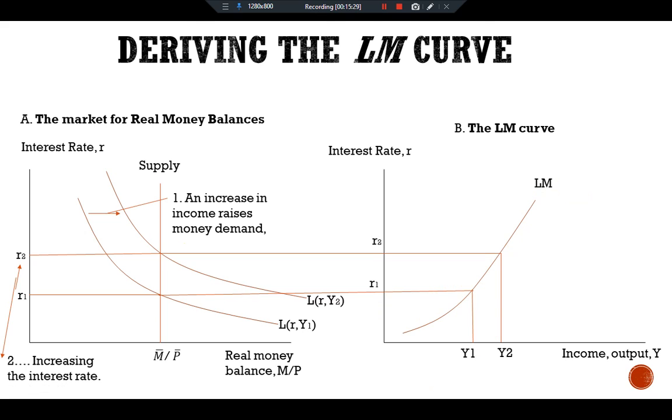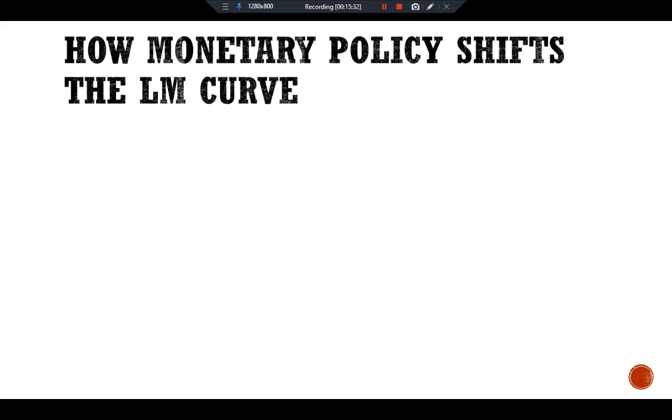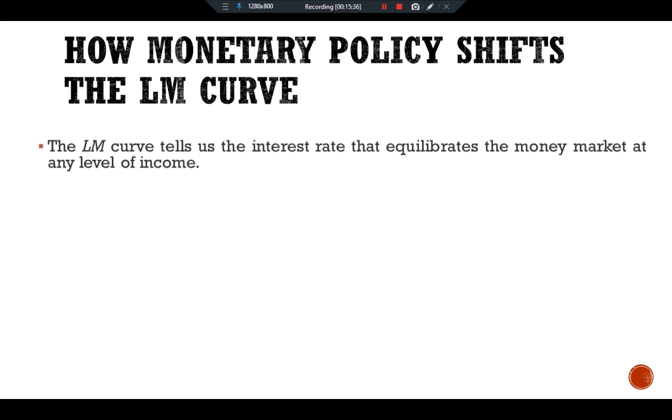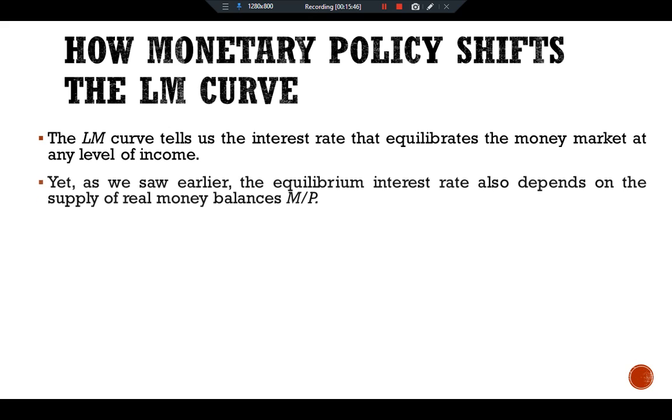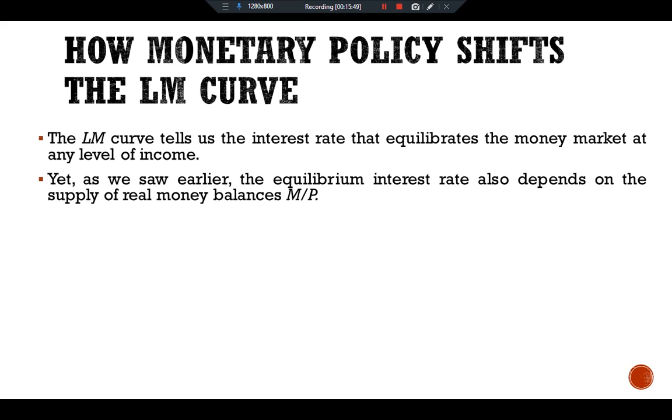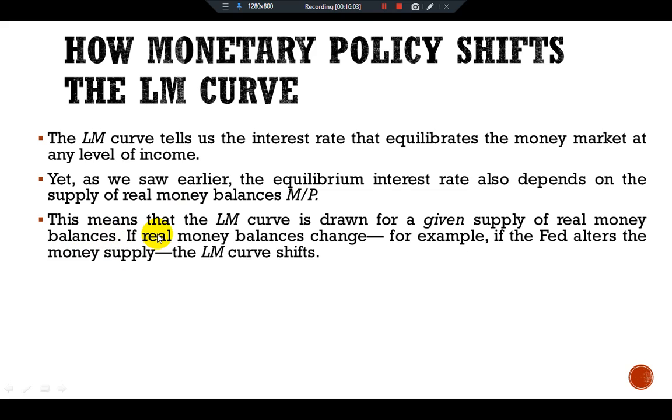Here we have one of the main questions: how does monetary policy shift the LM curve? The LM curve tells us the interest rate that equilibrates the money market at any level of income. Yet, as we saw earlier, the equilibrium interest rate also depends on the supply of real money balances, that is M over P. This means that the LM curve is drawn for a given supply of real money balances. If real money balances change, for example, if the Fed or central bank alters the money supply, the LM curve will shift.